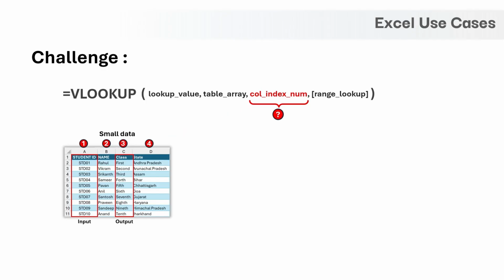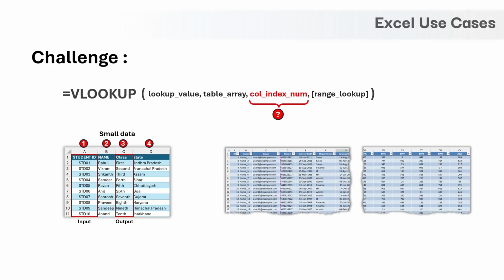Now say for example, we have data which has nearly hundreds or thousands of columns, and even rows are in terms of thousands or lakhs. Such huge data is termed as big data. And now imagine using VLOOKUP on such huge data.